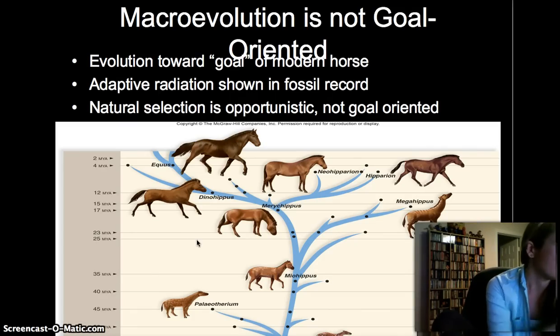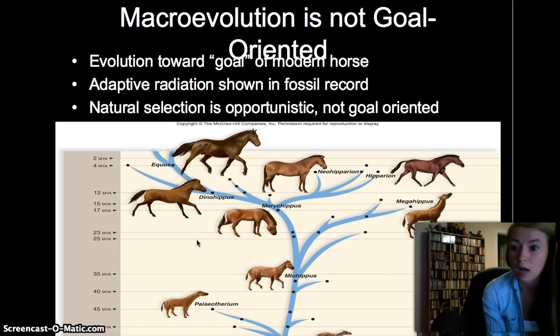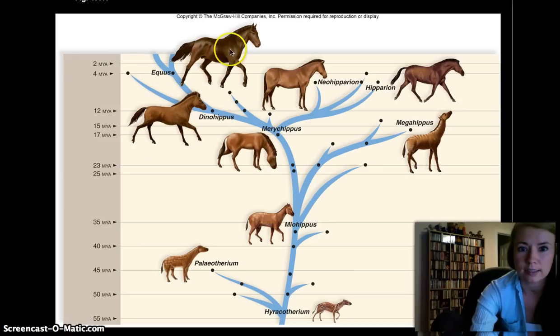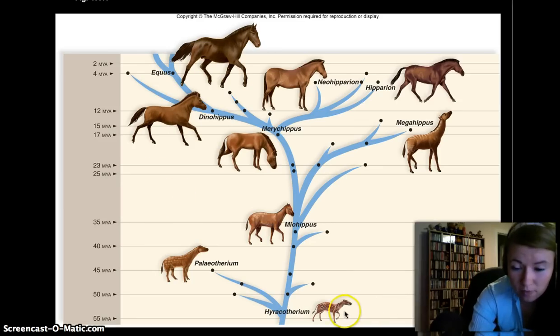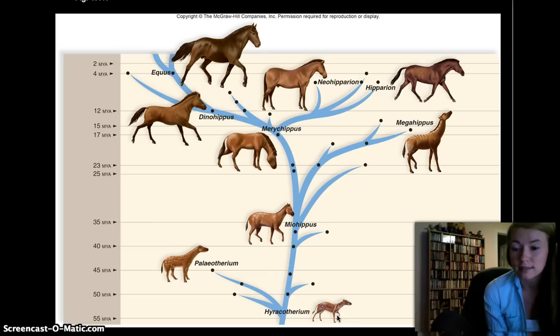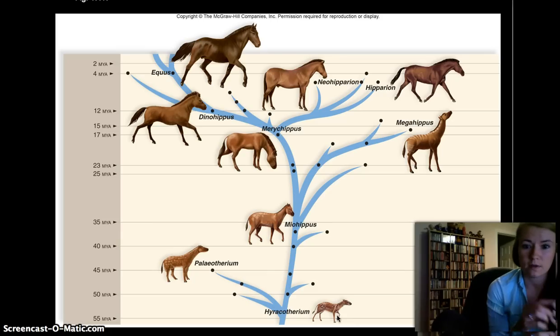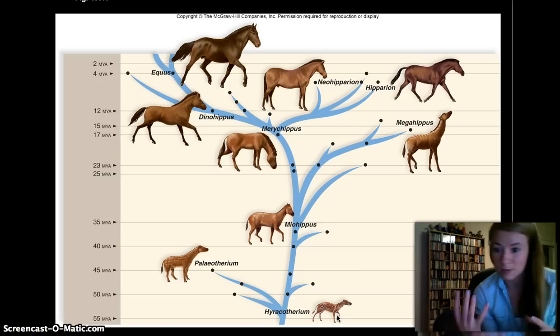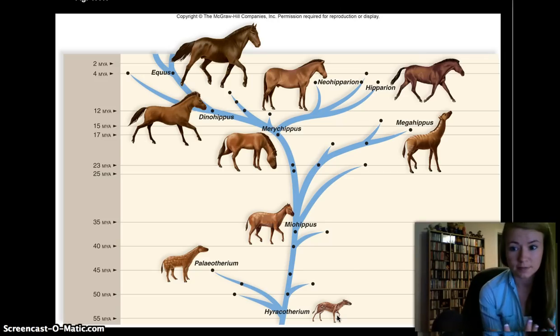But the last thing that your textbook leaves you with in this chapter is that macroevolution is not goal-oriented. In the development of the horse, the modern horse Equus, I'm actually going to go to this picture. Equus, from Hyracotherium, was not a single pathway. We would start off with Hyracotherium, go to Mesohippus, go to Merychippus, and then end up with Equus, because Equus was not the goal of evolution.